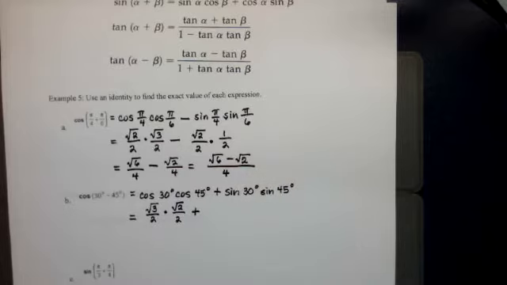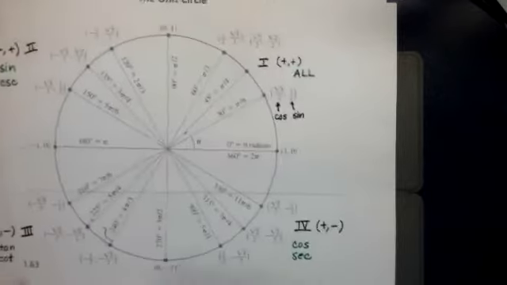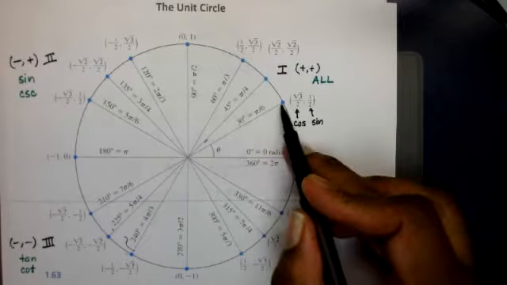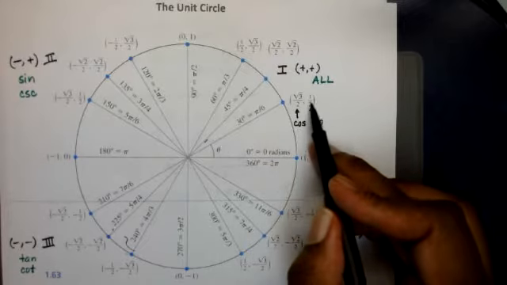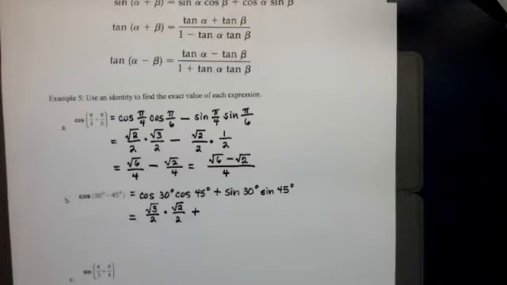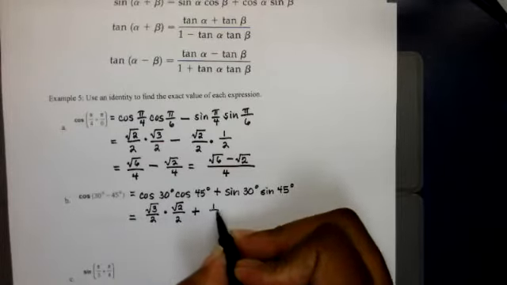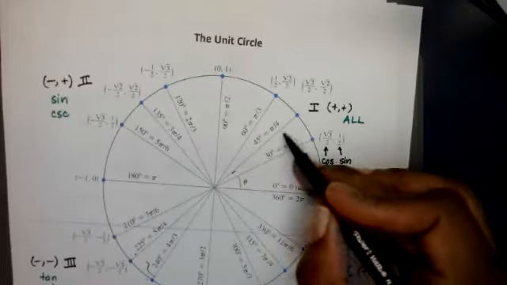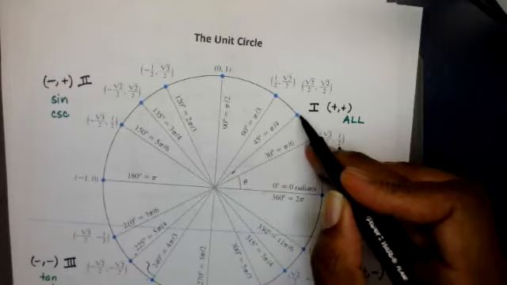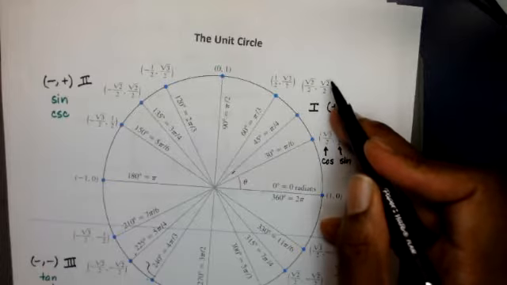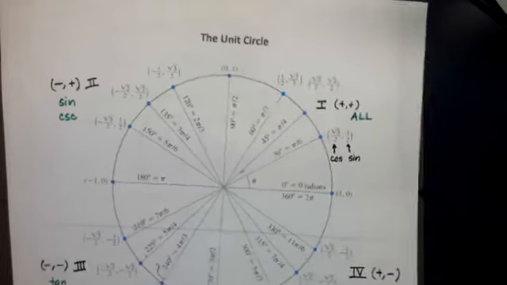And then plus, well, sine of 30, here's 30 degrees. The y-coordinate for that 30 degree angle is your sine, 1/2. So the sine of 30 degrees is 1/2 times the sine of 45 degrees. Let's see, here's 45 degrees right here. The y-coordinate for that 45 degree angle is what sine of 45 will be, the square root of 2 over 2.